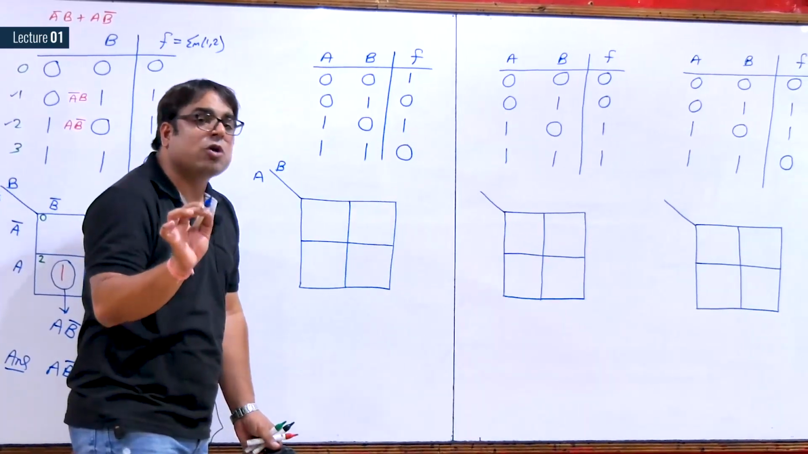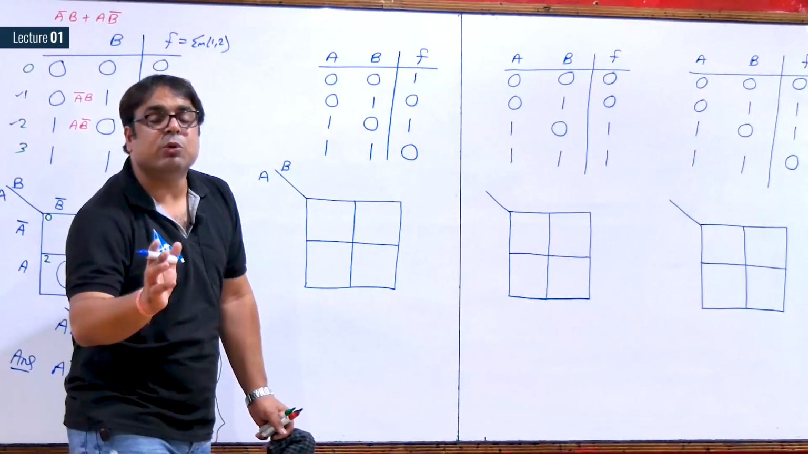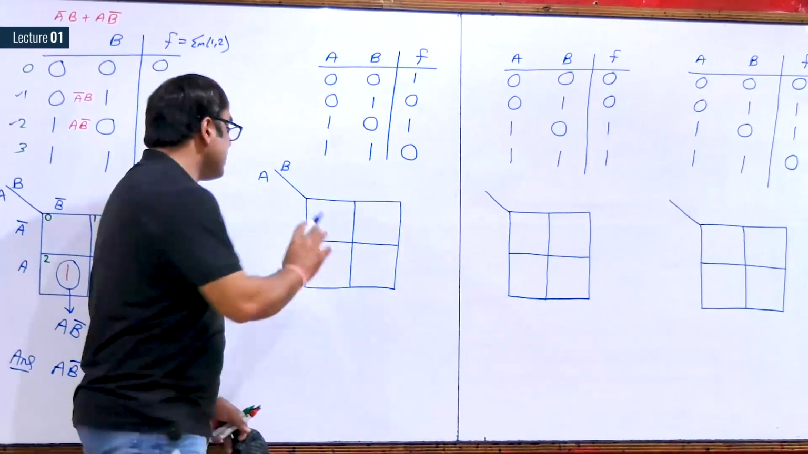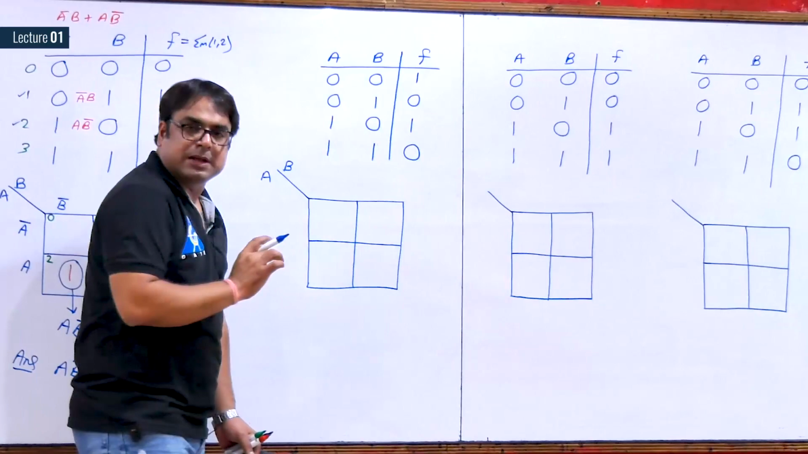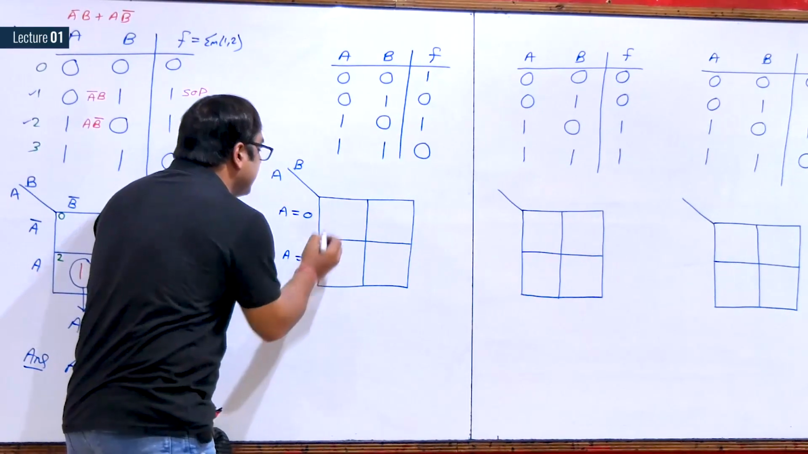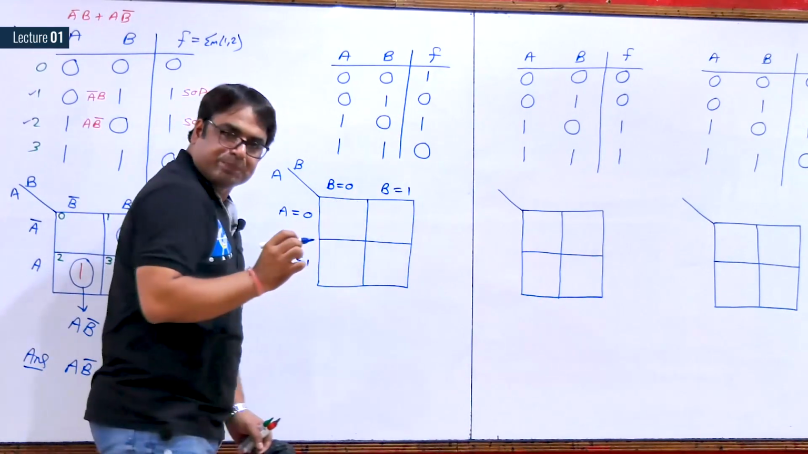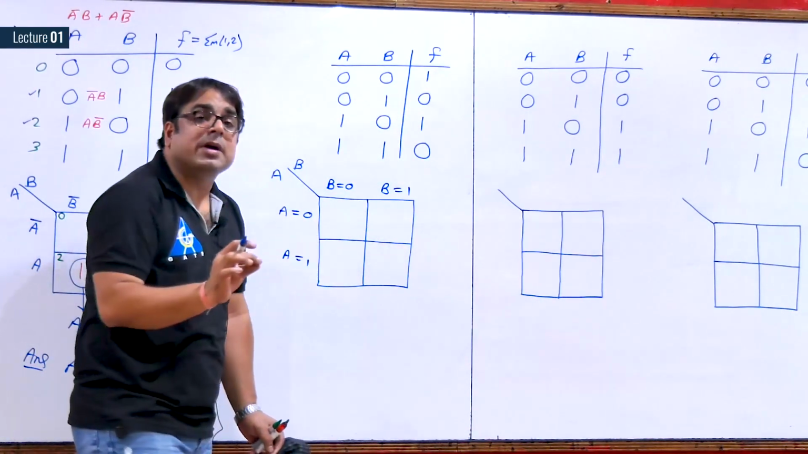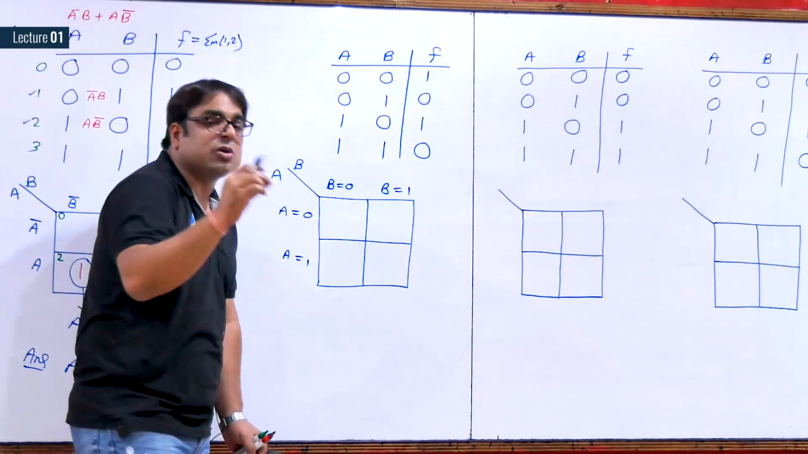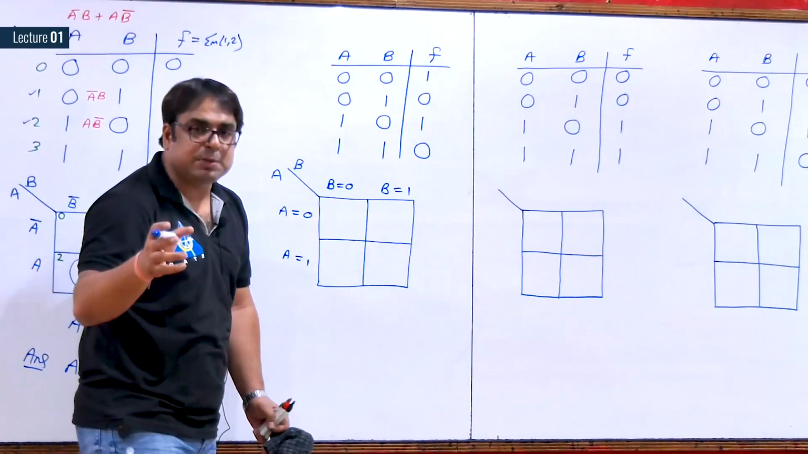First I am discussing the common part, and then I will tell you where you have to differentiate whether you are going for SOP or POS. Please see. This part is A, this part is B. This part is A equal to 0, A equal to 1. This part is B equal to 0, B equal to 1. This is common whether you go for SOP or POS.